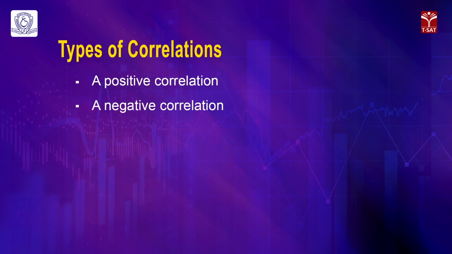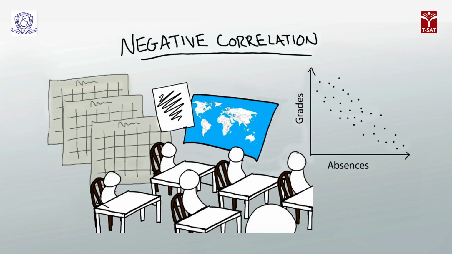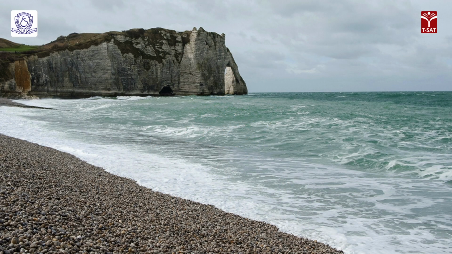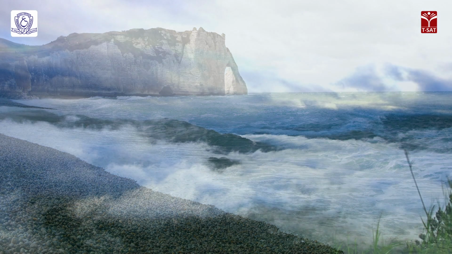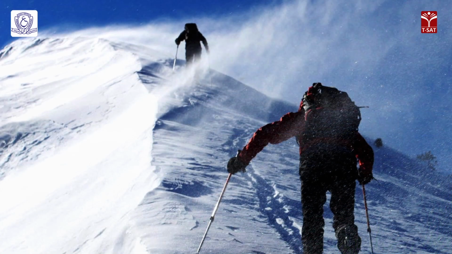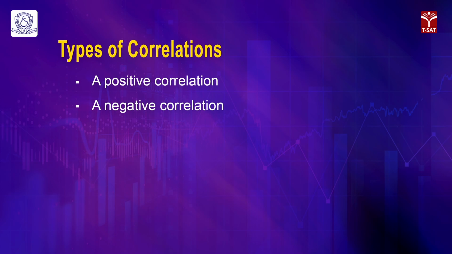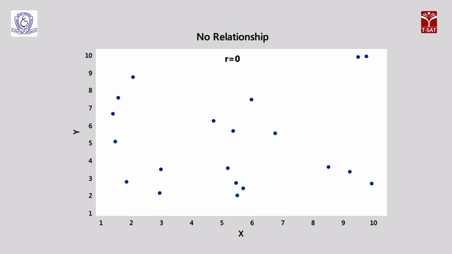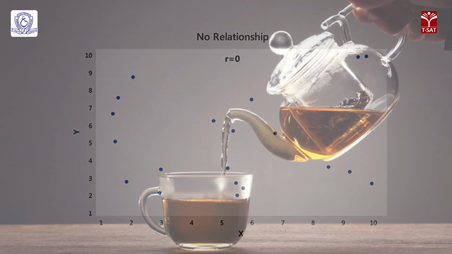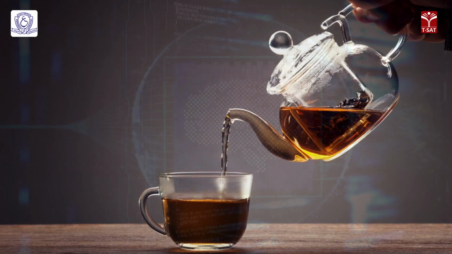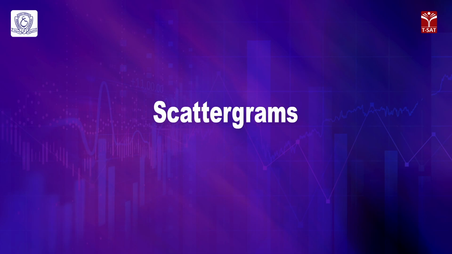A negative correlation is a relationship between two variables in which an increase in one variable is associated with a decrease in the other. An example of a negative correlation would be the height above sea level and temperature. As you climb the mountains, increase in height, it gets colder, thus a decrease in temperature. A zero or no correlation exists when there is no relationship between two variables. For example, there is no relation between the amount of tea drunk and the level of intelligence.